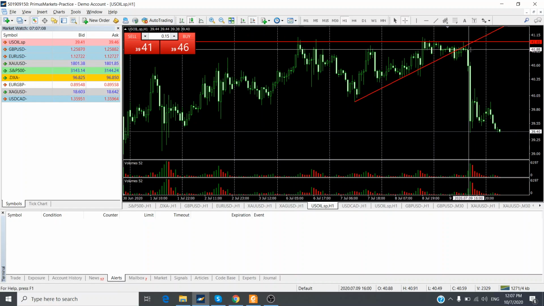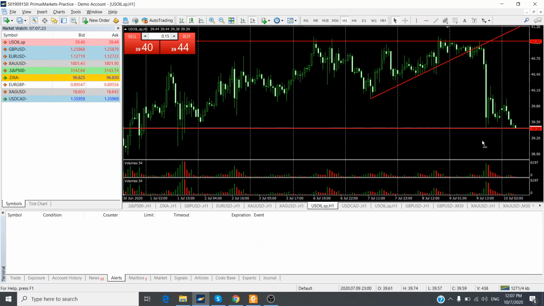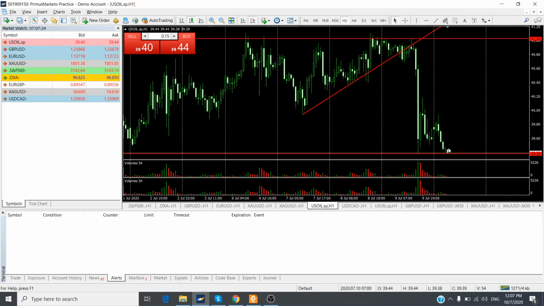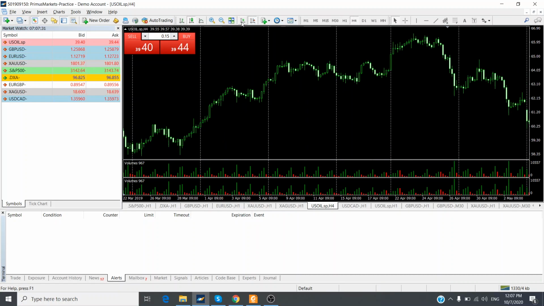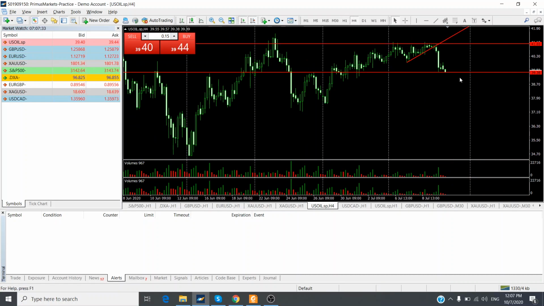It went down from $40.88 all the way to a low of $39.38, moving down about $1.50. So currently it's trying to find some support here. Possibly it will consolidate around these levels, or even break down to move a bit lower. Okay, and also on the H4 charts, the tendency for oil prices now is a bit bearish.